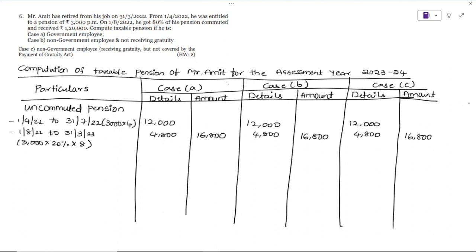So now write down commuted pension. Uncommuted monthly is over, right? Now commuted pension. How much did we receive? 1,20,000, correct? Let us put it in details. 1,20,000 in all the three cases it is the same. So write down that 1,20,000, 1,20,000, 1,20,000.